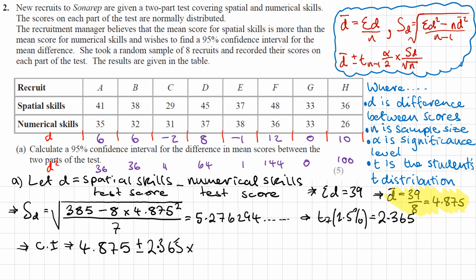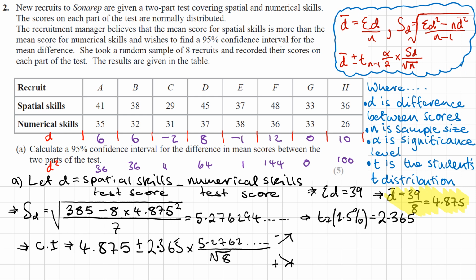So this is why I want to use the answer button. 5.2762 and so on over the square root of n. So it's going to be root 8. And let's see what two values we get. One when we do the minus and one when we do the plus.